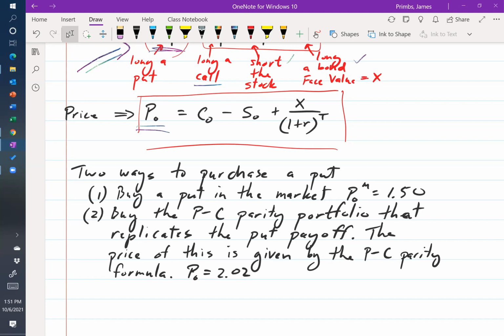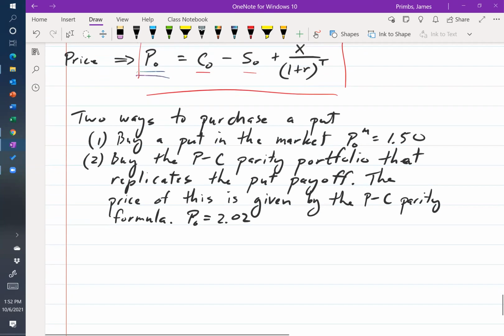Yeah, so this is saying that this put is priced at $1.50. But if I look at the other securities, if I look at calls, stocks, bonds, everything else, that implies that it should be worth $2.02. So I found something that's underpriced. I found it's too cheap compared to other things in the market. So that is what put call parity is going to allow me to arbitrage off of here.